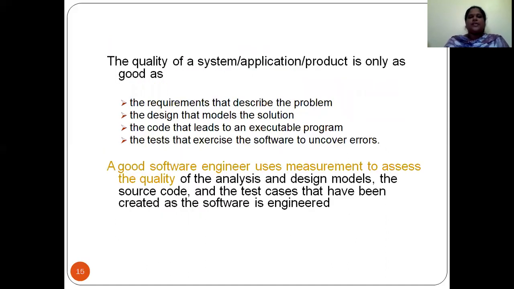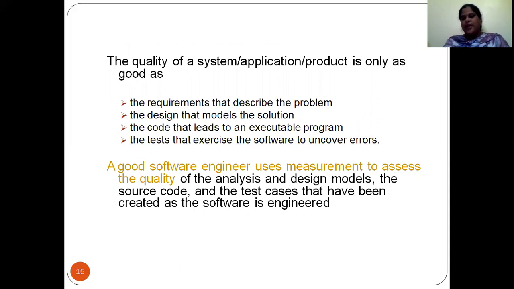The credit goes to the software engineer who is building the product. Here you can see the quality of the system or application depends on the requirements: when you take a problem, the requirements you define for it, the design models you take for the solution, how the code has been written for that problem, and the tests you have taken to uncover the errors.